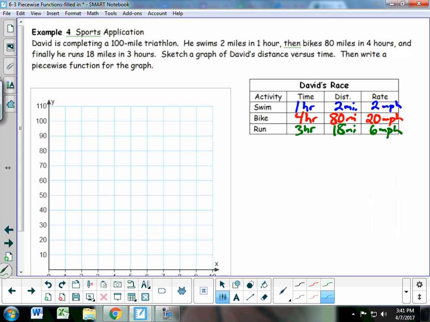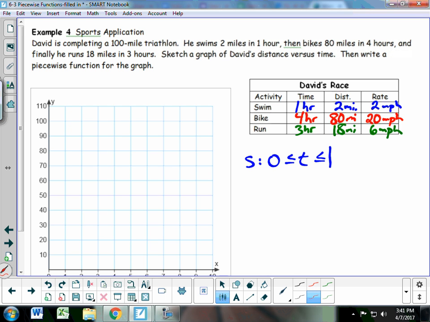So now to help us with the graphing, let's take a look at this. So let me get my blue here. So for the swimming, the time goes from 0 hours is less than or equal to t is less than or equal to 1 hour. Okay, so it goes from 0 to 1 hours.